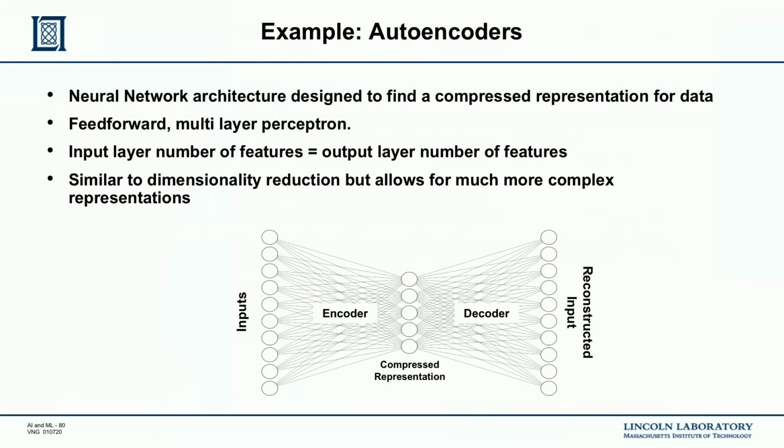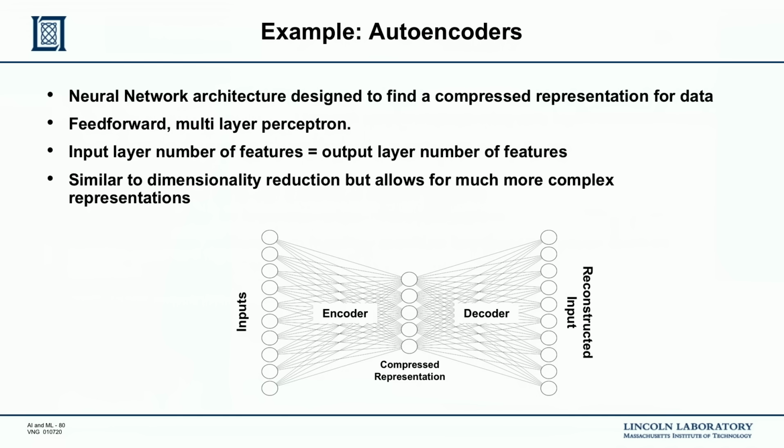One example, and I won't spend too much time on this, is an autoencoder. The basic idea behind an autoencoder is you're trying to find some sort of a compressed representation for data. The way we do this is by changing the metric we use to say that the system has done a good job. The metric is basically, if I have a set of input features that I'm passing in, I would like to do the best job in reconstructing that input at my output.